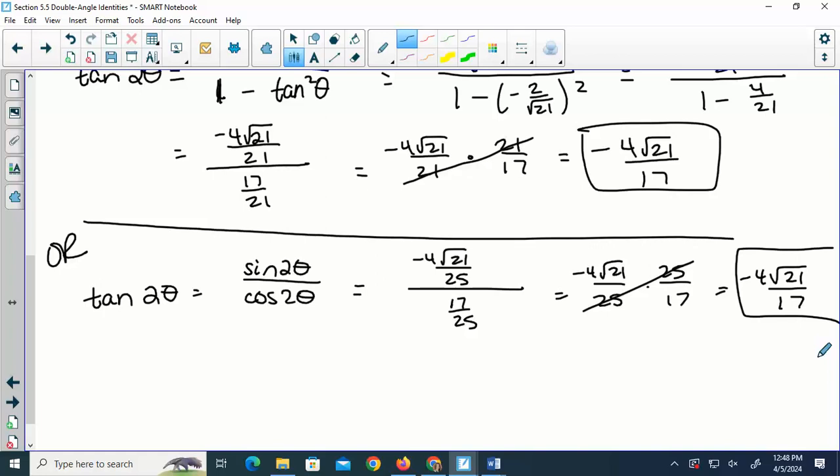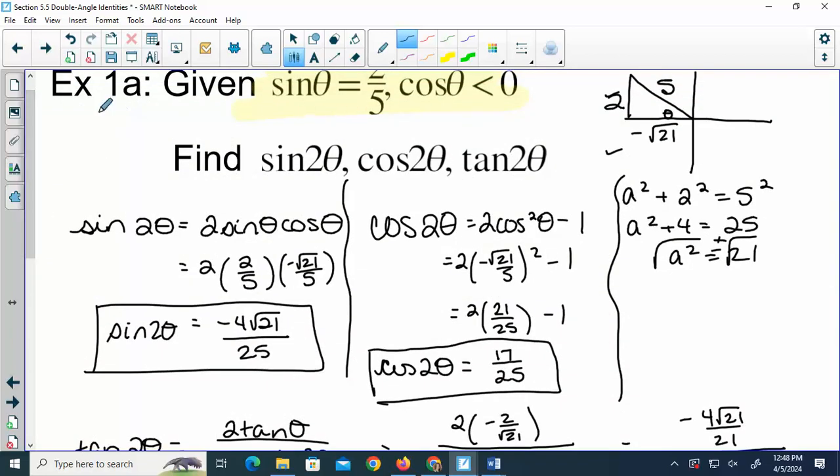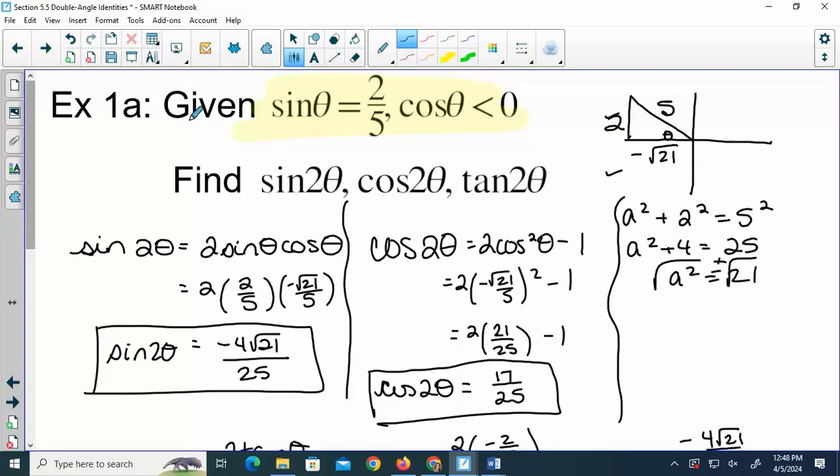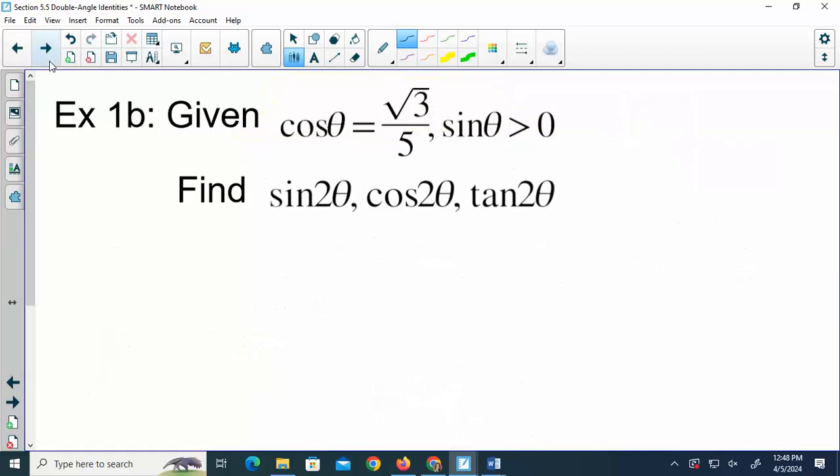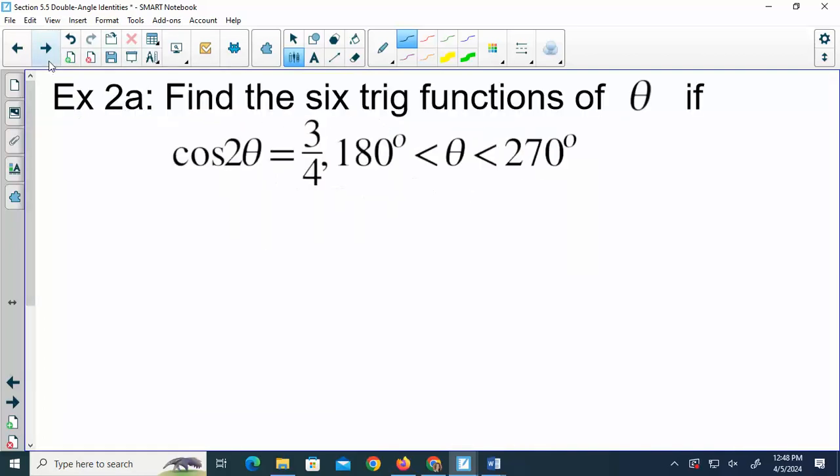So I have lots of examples built into this. Do we need another one like this, where I give you one of those trig functions for regular theta, and we have to find all the double angles? Do we want another one? Nobody's gonna say yes. Nobody wants to do the one. I've got a lot of them ready if we need it. Let's do this one.